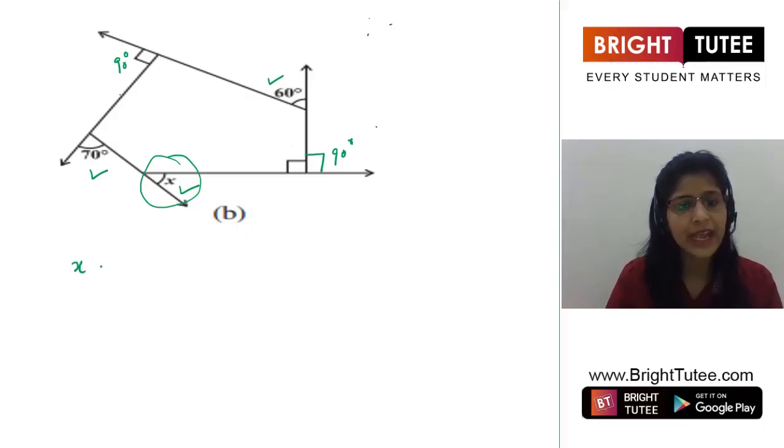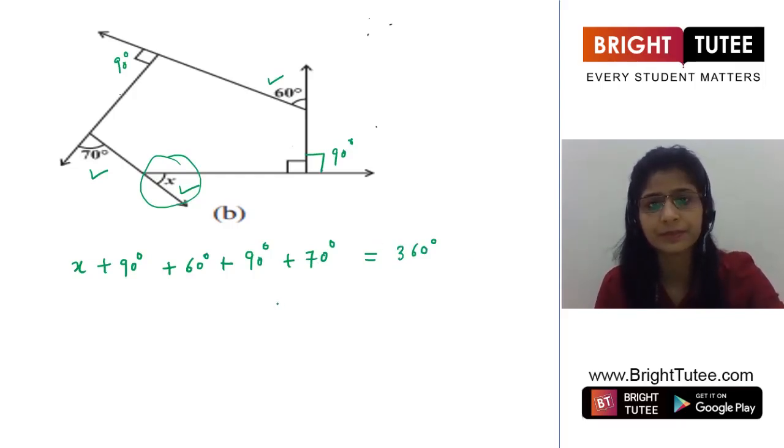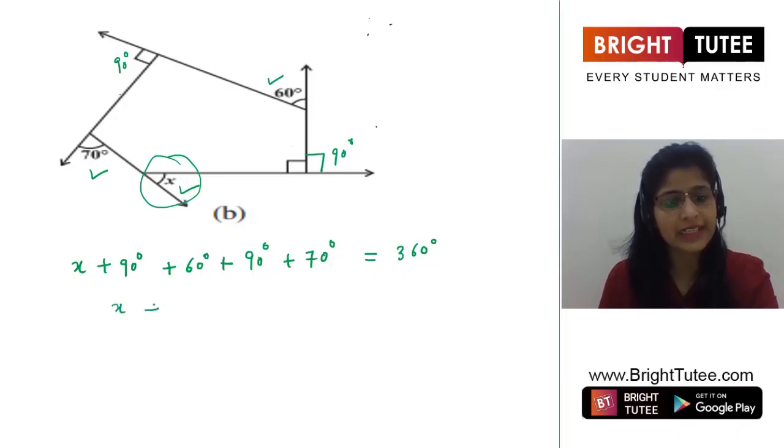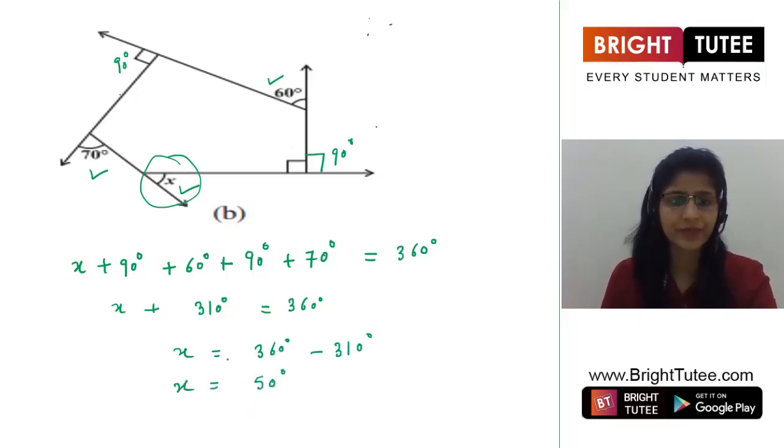So we will write x plus 90 degrees plus 60 degrees plus 90 degrees plus 70 degrees equal to 360 degrees, right? Now we will add all these and subtract from 360 degrees. Adding them, we get x plus 310 degrees equal to 360 degrees, right? Now x will be equal to 360 degrees minus 310 degrees. So we are left with x as 50 degrees. Clear? So the measurement of this angle is 50 degrees.